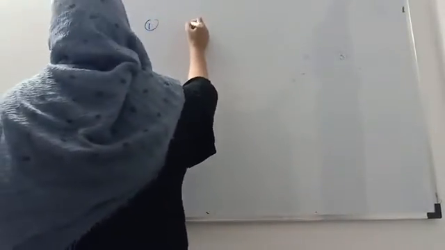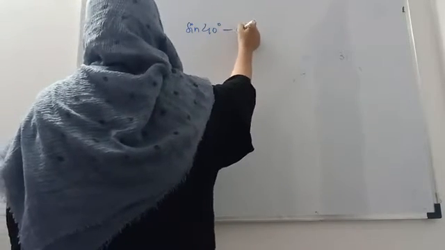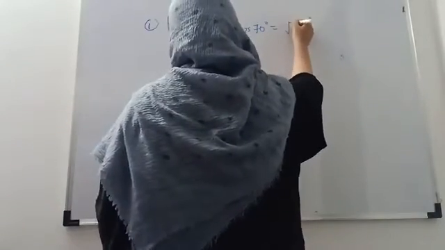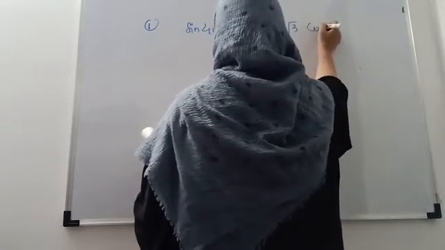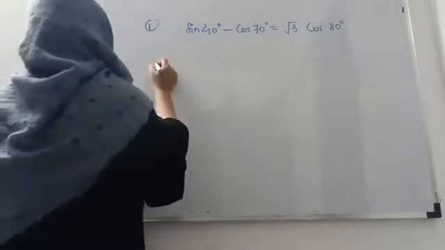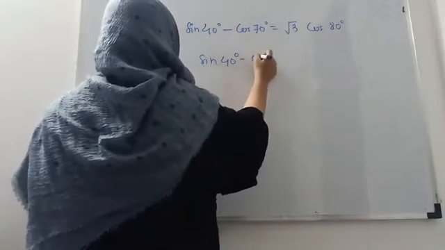So the first problem is: prove that sin 40 degree minus cos 70 degree is equal to root 3 cos 80. Solution: sin 40 degree minus cos 70 degree.